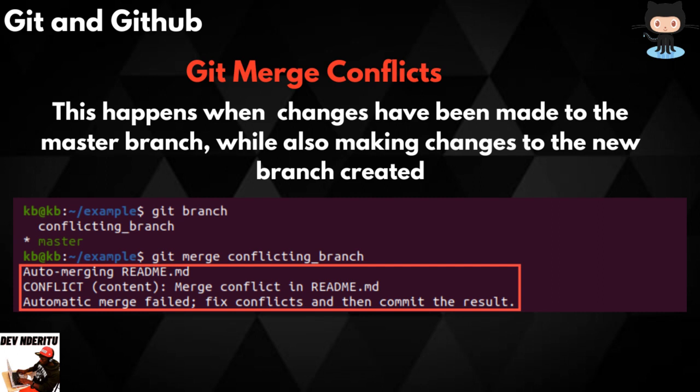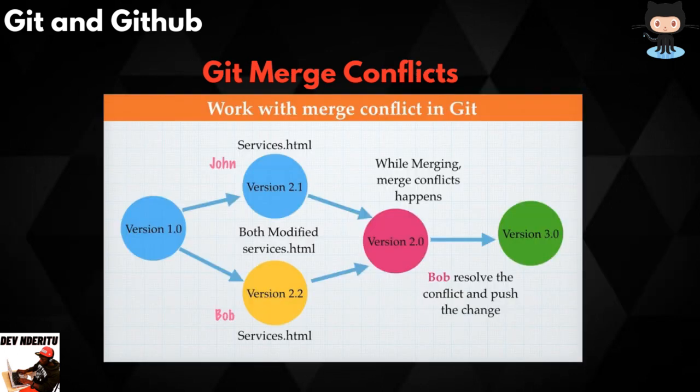Then you make changes there, then you try to merge them. You'll get a conflict and that error message: merge conflict in readme. Automatic merge failed. Fix the conflicts and then commit the result.